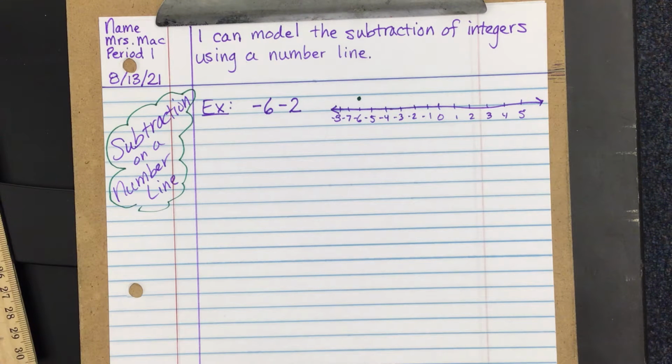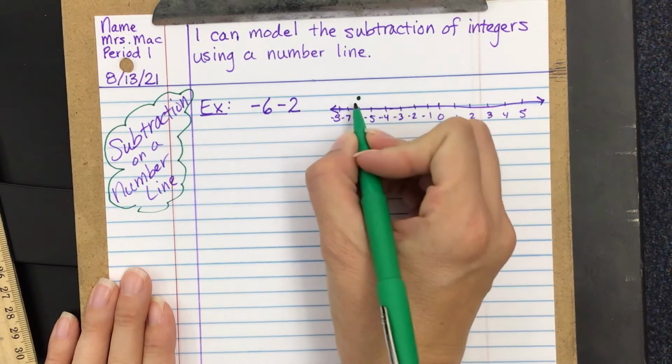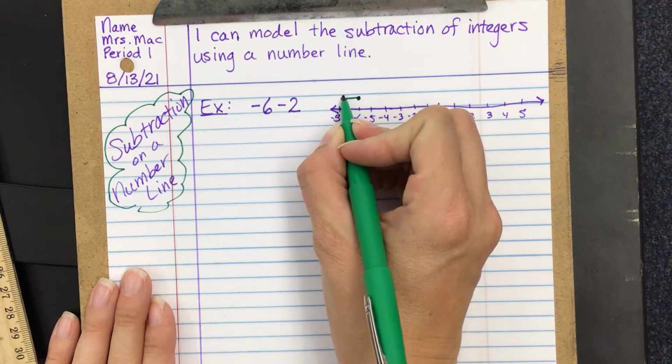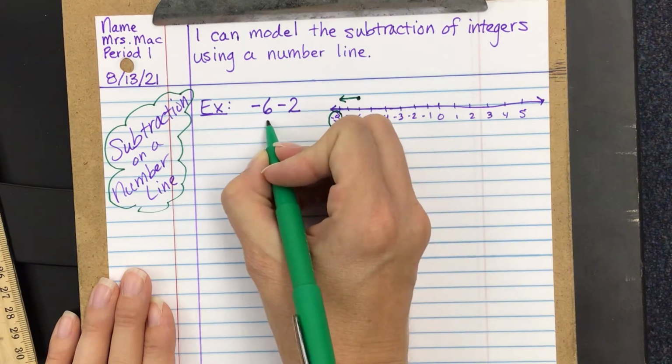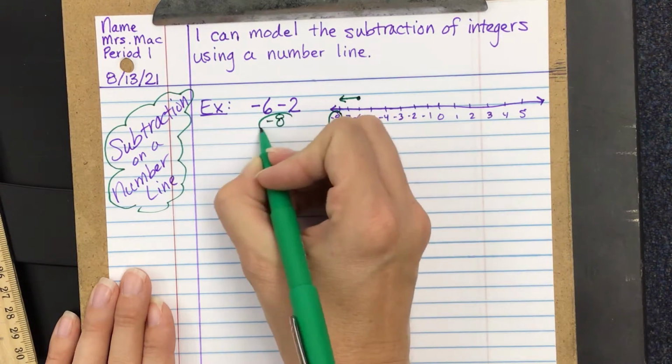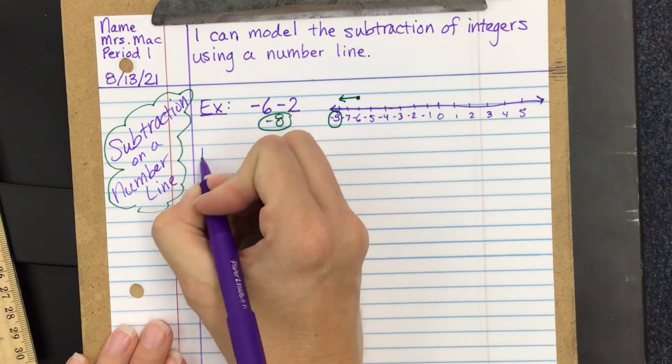You're losing something, okay? So we're taking 2 away. So we're going to go 2 spaces to the left. And we're going to land at -8. So far, so good, right? Okay. I'm going to give you guys a couple practice problems to do.